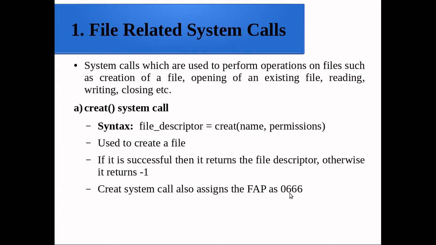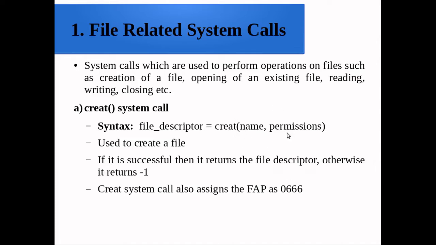So 6 means it is the combination of 4 plus 2. 4 means the value of read, 2 means write, which means the user has read and write but no execution permission. Group members have read and write, that is 4 plus 2, but no execution permission. Again, others have read and write but no execution permission. So this is the syntax.